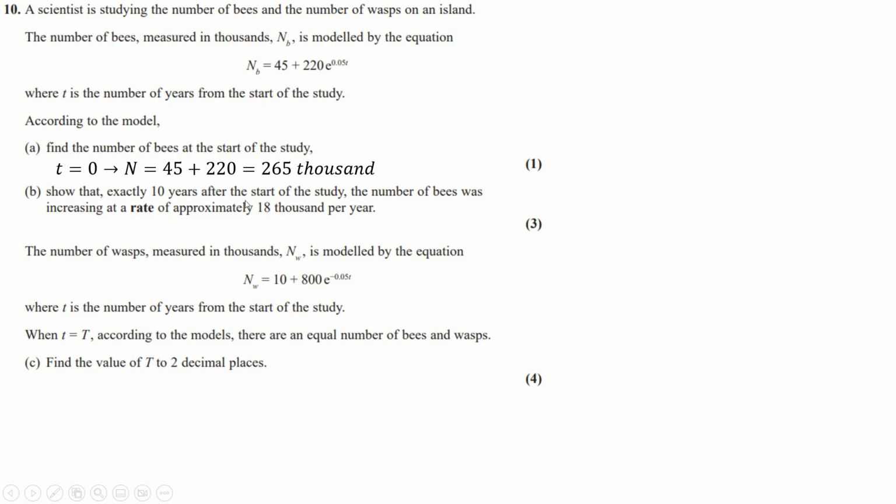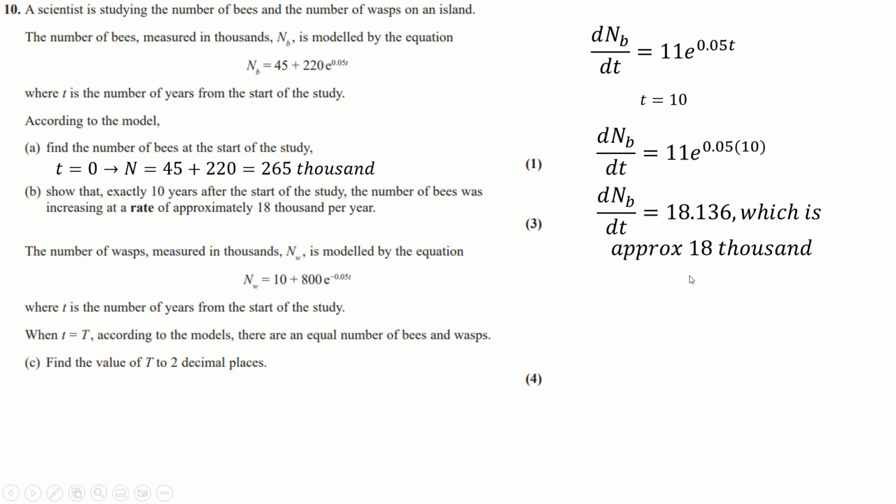Okay, show that exactly 10 years after the start of the study, the number of bees are increasing at a rate of. Now, a rate of means dN by dt. So we need to work out dN by dt. This differentiates to nothing. Bring this 0.05 down to there, which makes an 11, and then that just leaves the same. So e to the power f of x differentiates to f dashed of x, which in this case is just 0.05 e to the f of x. So we just get this. Okay, and then we set t to be 10, and we get this, which we type in the calculator, we get this, which is approximately 18,000.